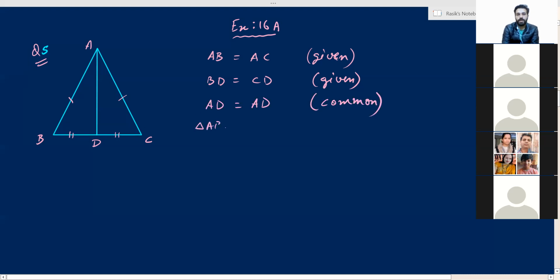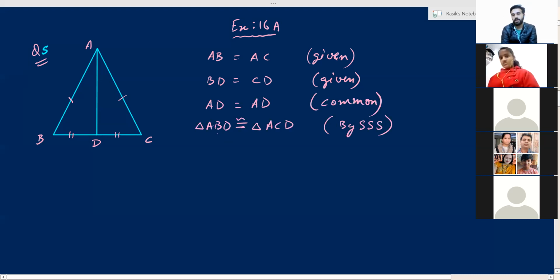Triangle ABD is congruent to triangle ACD. Reason: by which criteria? Name the criteria. SSS, correct. By SSS criteria, we can say that they are congruent. Okay. Any doubt? Very easy one.